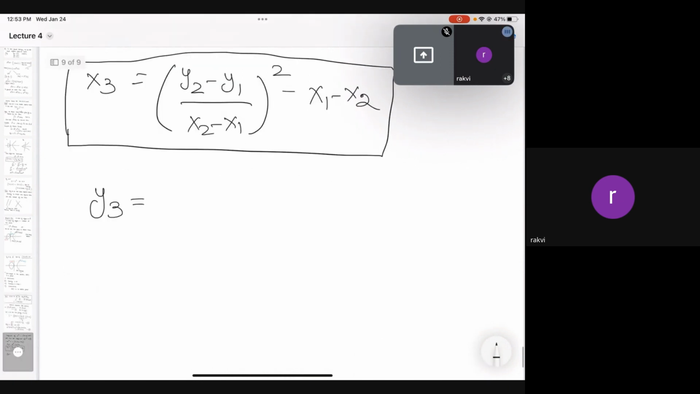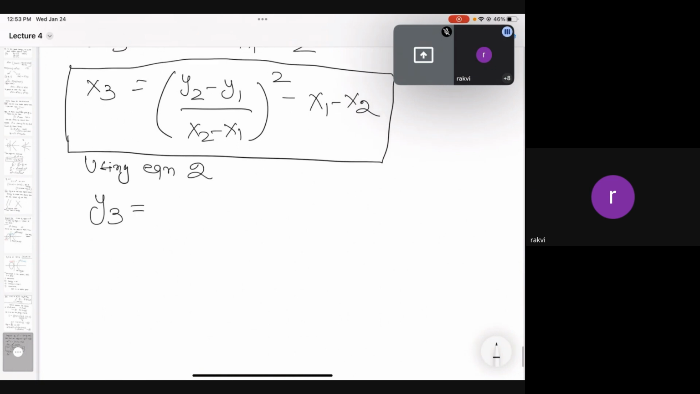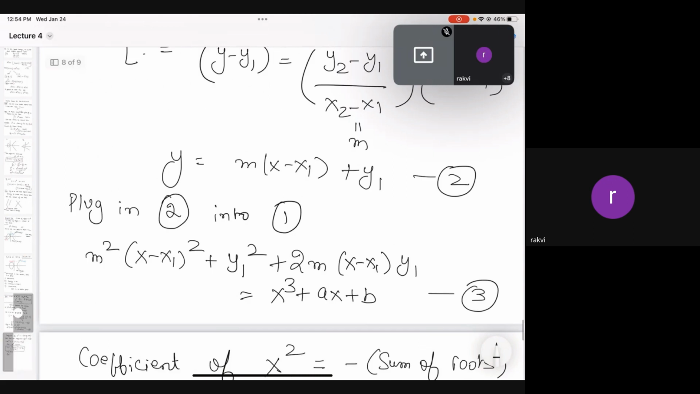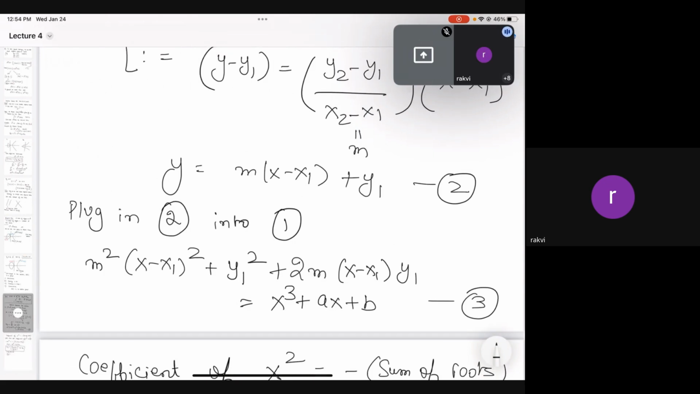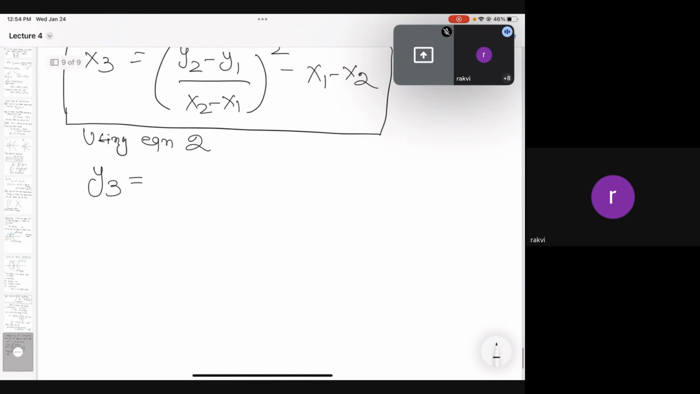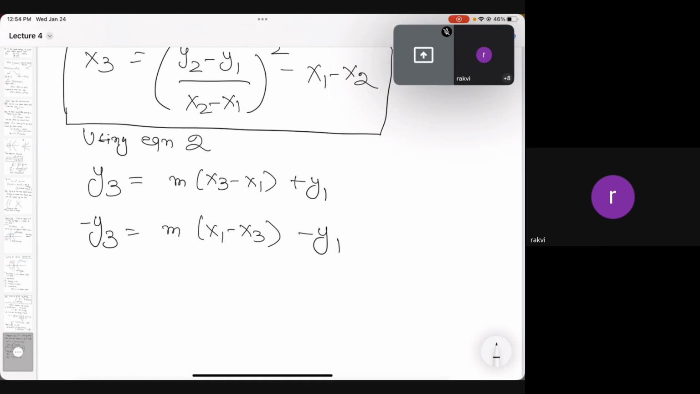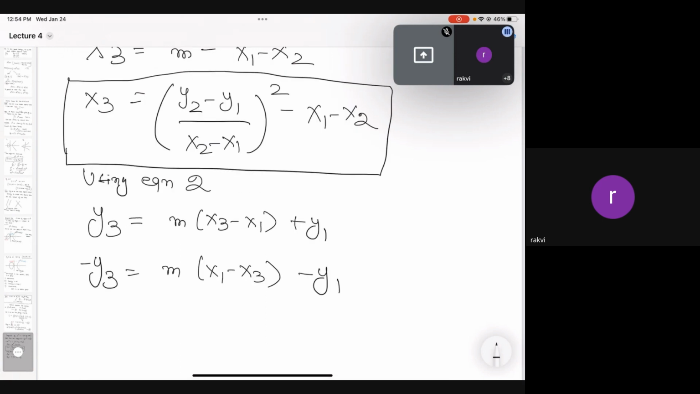So using equation 2, y3 is m times x3 minus x1 plus y1. But I don't just want y3, I want negative, right? Because we are taking reflection. So negative of y3 is m times x1 minus x3 minus y1. So for p plus q, the coordinates are x3 and minus y3.